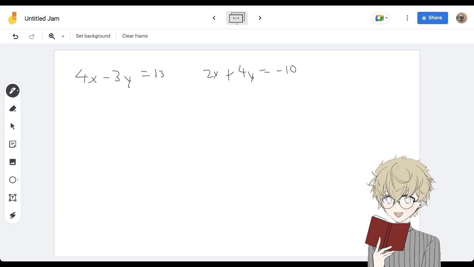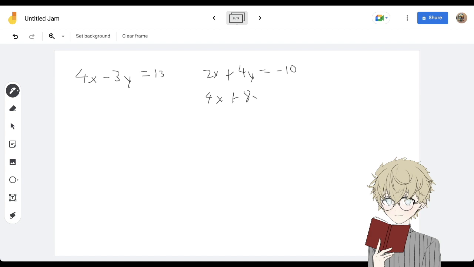And I'm about to explain why you have to do this in the next step. After we multiply both sides by 2, this becomes 4x, this becomes 4y, apologies if the y does not look like a y for this one, and this becomes negative 20. So because we have the same coefficient, now we can subtract the equations off each other.